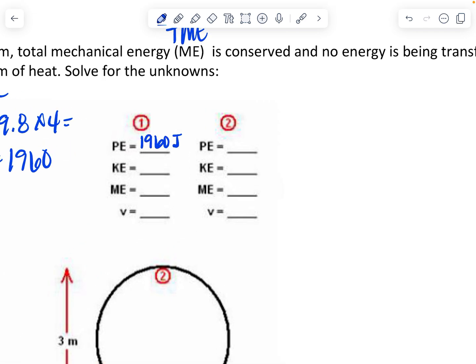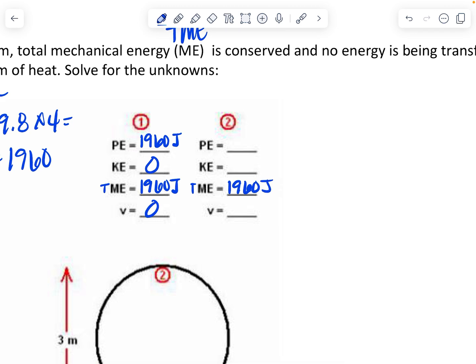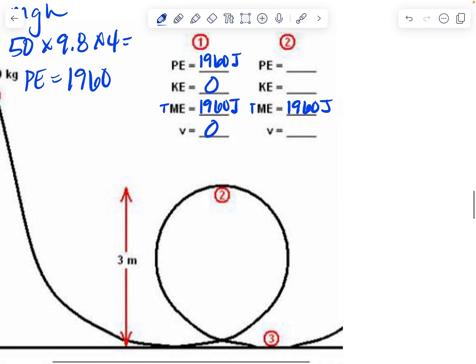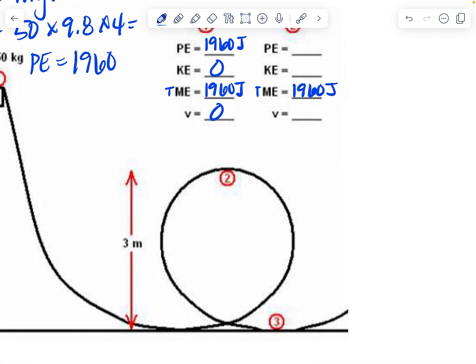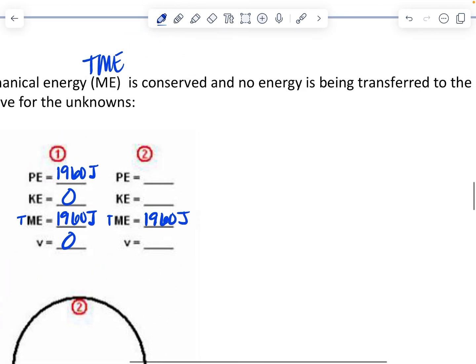Well, we know the ball is not moving. There's no kinetic energy, so it's 0. So our total mechanical energy of this whole system is 1,960. We know that's for both. And our velocity at the top, since it's not moving, is 0. So now we're going to look at 2 here. And our potential energy, our height is 3. So we're going to solve again, but our height is now 3. Same mgh. This is for 2.